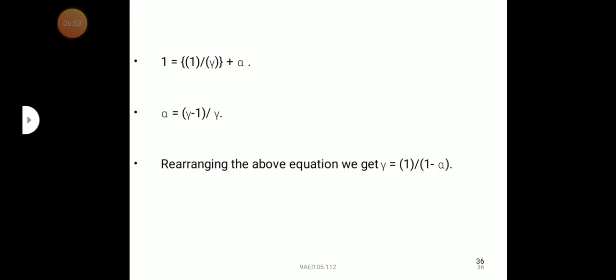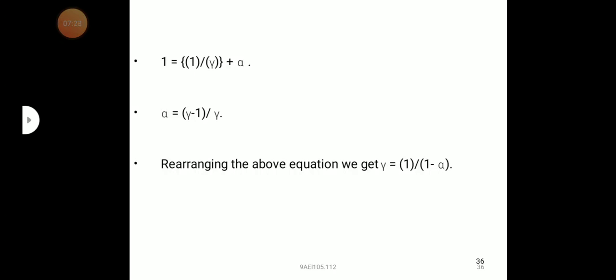What do these alpha, beta, gamma indicate? They indicate the current amplification factors of the three different connections of the transistor. In which configuration are we getting the current gain, and how much current gain are we getting? That is given by alpha, beta, gamma.